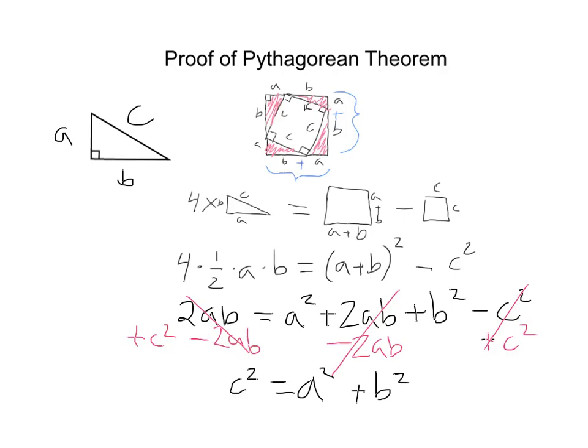Now we skipped over a lot of parts where we're proving that the inside part is a square, it's got 4 right angles and all that. But it's a pretty elegant proof, and you can find similar proofs online if you're interested.